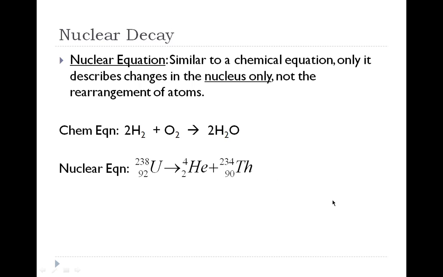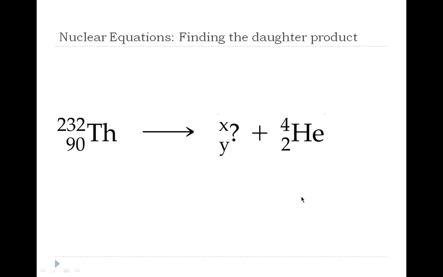So, let's talk about nuclear equations. Nuclear equations are similar to chemical equations, only they describe changes in the nucleus only, not the rearrangement of atoms. So that's why our unit's called nuclear chemistry and this is called nuclear decay. You can take a look at the two and see that the chemical equation shows hydrogen and oxygen, two different elements being combined. Notice the nuclear equation shows a parent atom, uranium, decaying into thorium and an alpha particle.